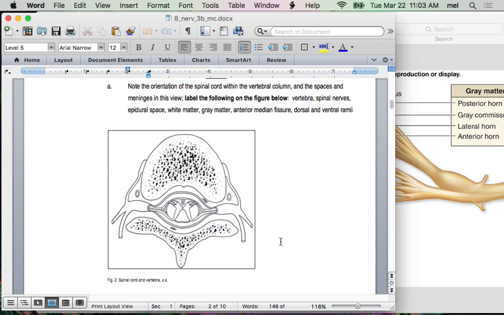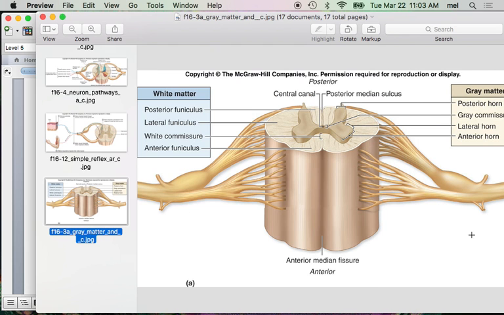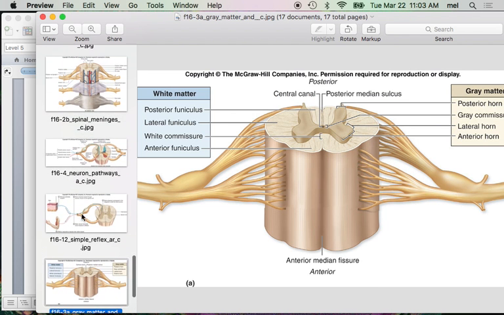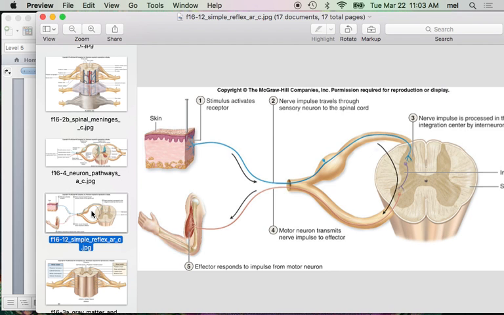Okay, so you have a bunch of models of cross sections of the spinal cord in lab, and not all of them have the vertebra around them. So I want you to be able to be really confident at figuring out when you're looking at anterior and posterior. After you can do that, it's all relatively easy. Okay, so let me show you a couple things about the functionality of the spinal cord, and then we'll go back to the individual structures.